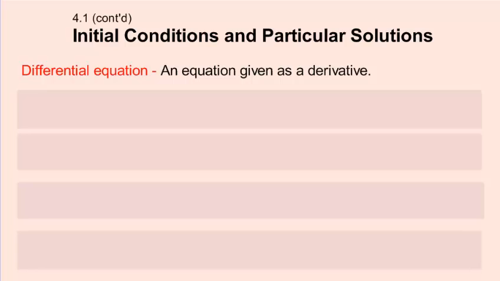A differential equation, even though we worked quite a bit with them in the first part of this section, we didn't really call them that by name. But a differential equation is an equation given as a derivative. It's that simple. So when they're telling you, hey, f prime is x, so what's f? And you anti-differentiate to get the answer, you are solving a differential equation because the original equation that was given to you was, in fact, a derivative.